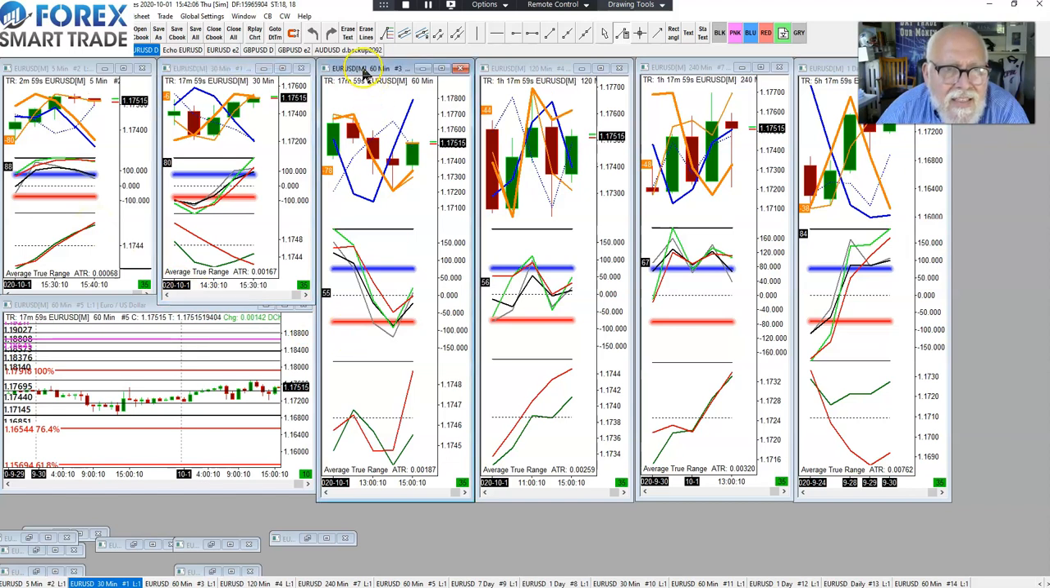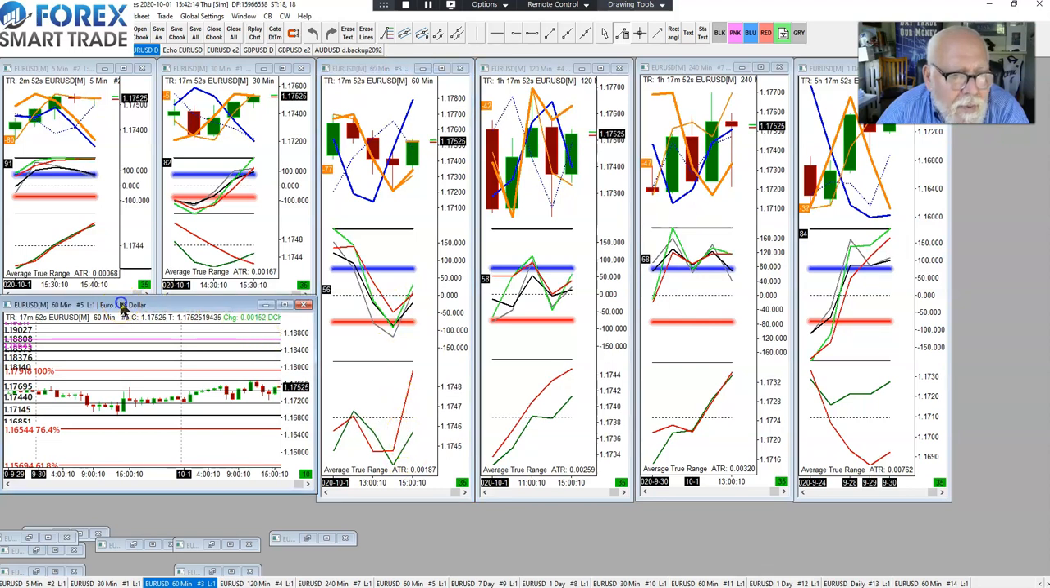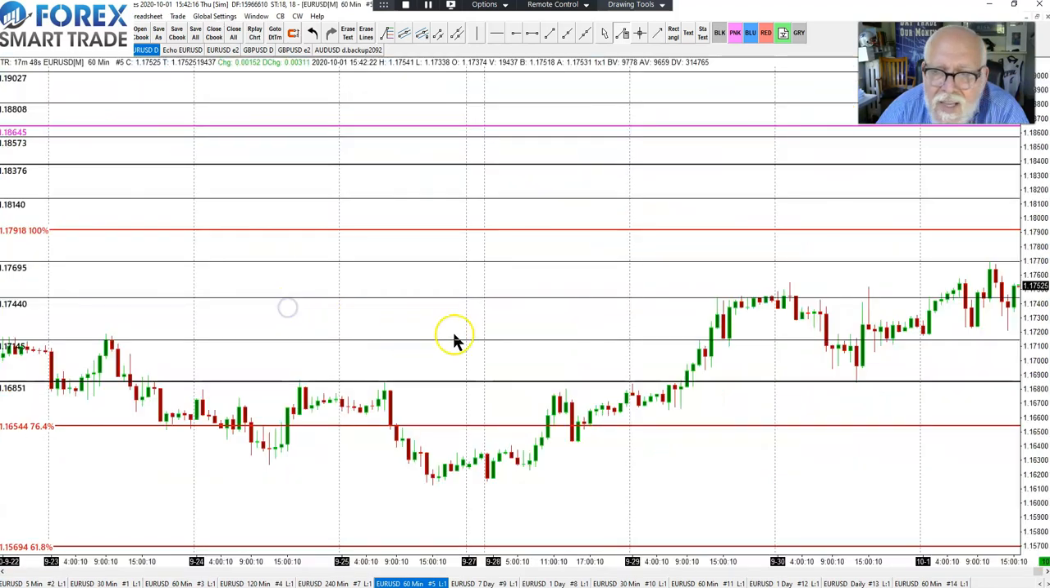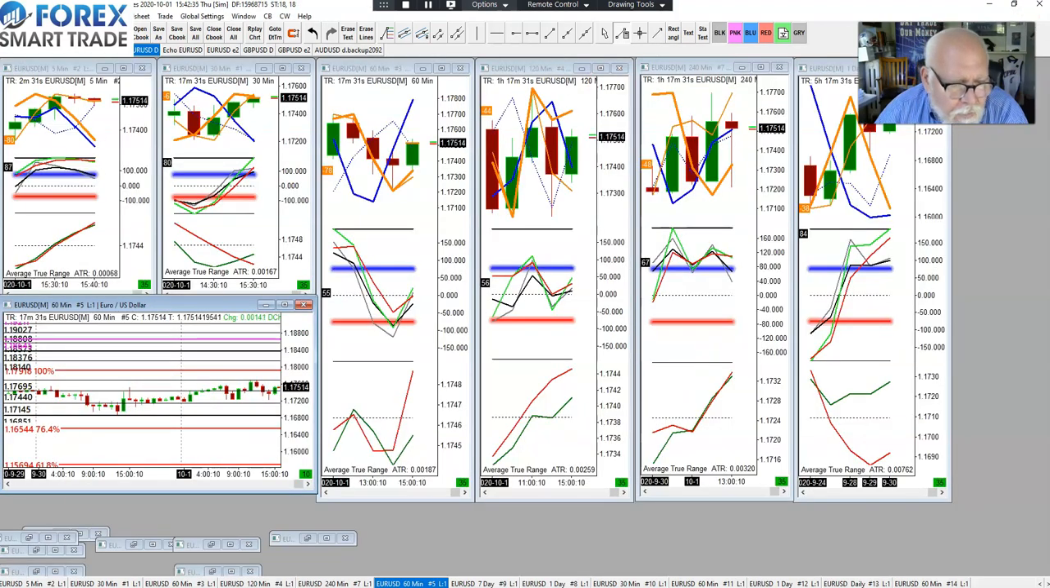Because of the steepness in these lines and the steepness here, I like this for a 10 pip buy. A 10 pip buy will take half of what it's currently showing, and I think we're safe with that. So let us open up our chart.